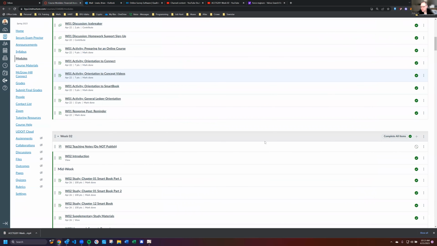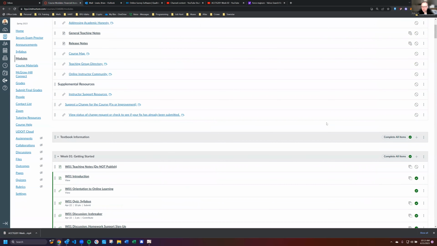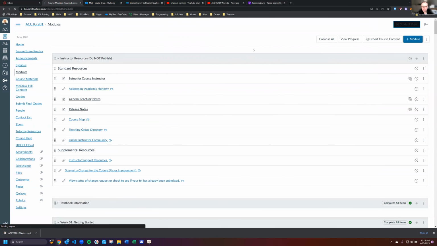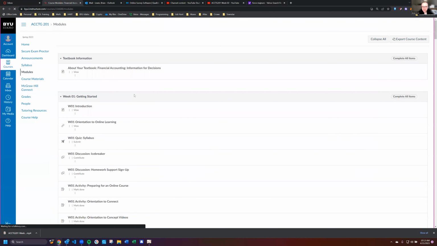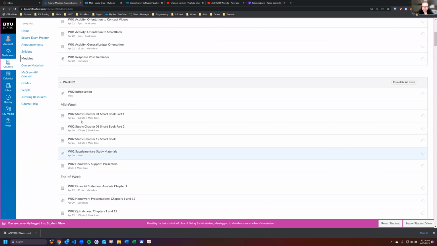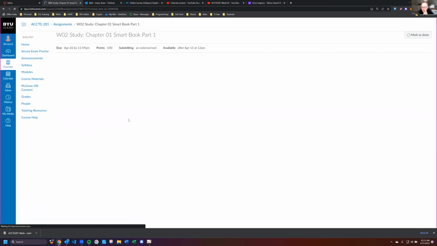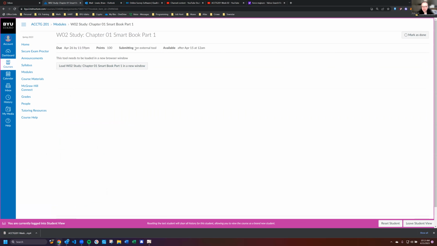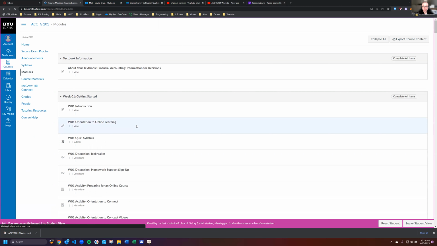These dates, let me change my screen so that I'm looking at it from a student's view. And we'll get there in just a second. Okay, so it'll tell you when it's due. It'll also tell you if you're able to get into it, right? Available on the 15th, for example, on this one. So many of these modules, you can work ahead of schedule and get things done before they're due.